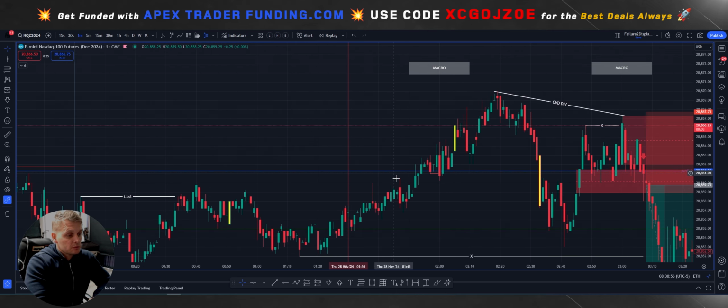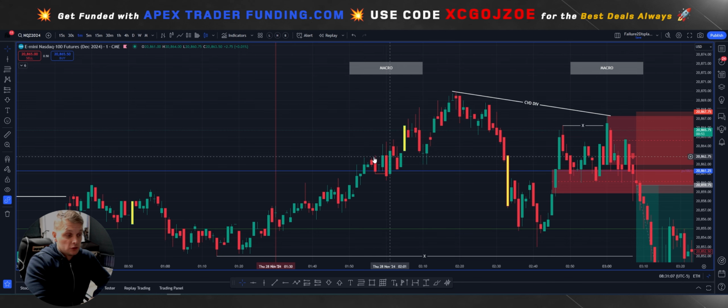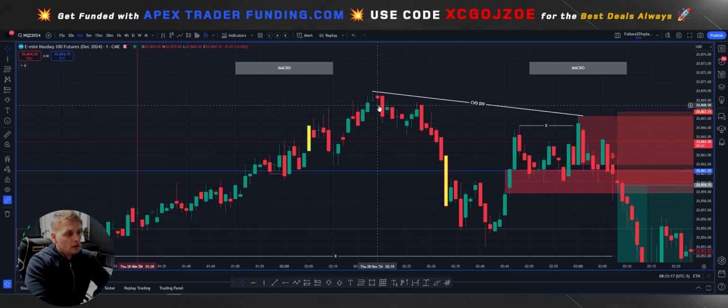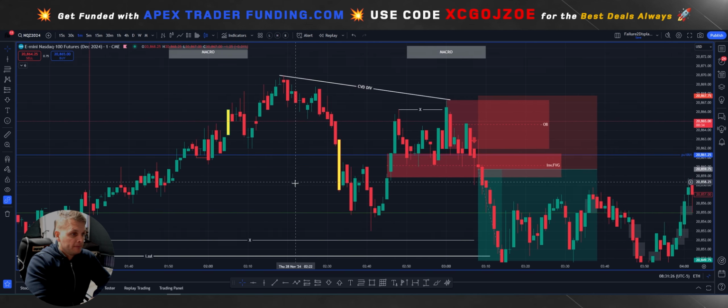Coming into our first macro, price grinds up into value area high from last week, sweeping the Asia high, but literally gives us no opportunity to go short. There's no manipulation higher, taking traders the wrong way, and then a reversal. It just continues to grind higher. After the macro closes, we then see a pullback aggressively into value area high. So it's taken us back into the previous week's value area.